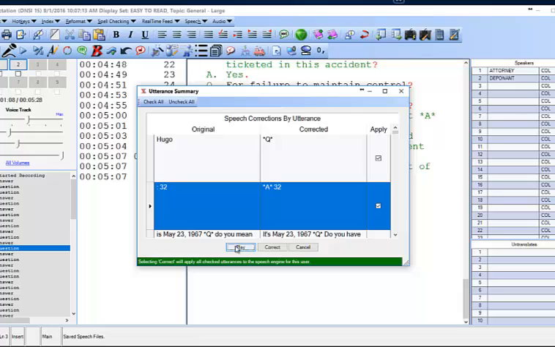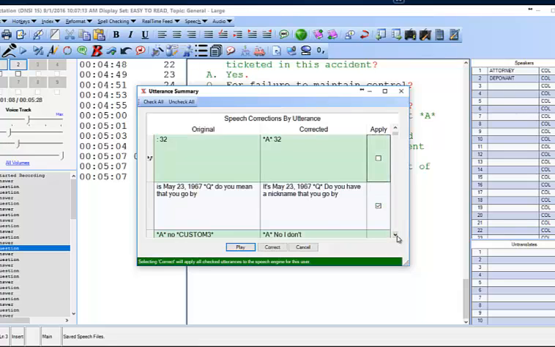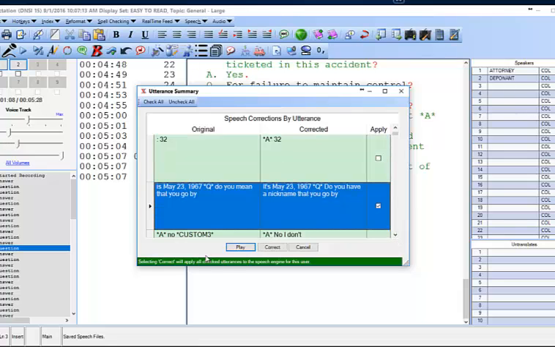Echo on 32. I think that might be wrong, so I'm going to deselect it because I don't think it's correct, and move on to the next one.